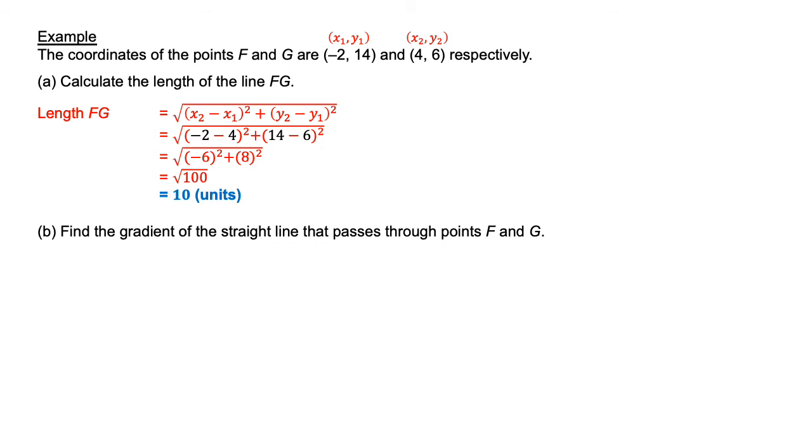So that's the length. And then the gradient, again, now that we've labelled all our points with the x1, y1, x2, y2, I substitute the values in, and I get a gradient of -4/3.